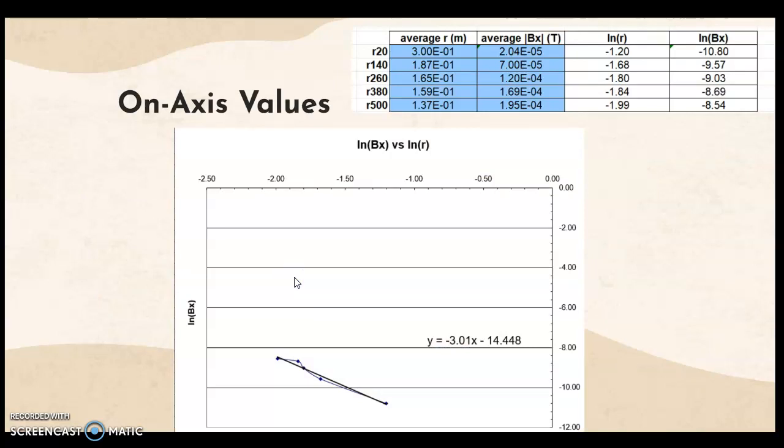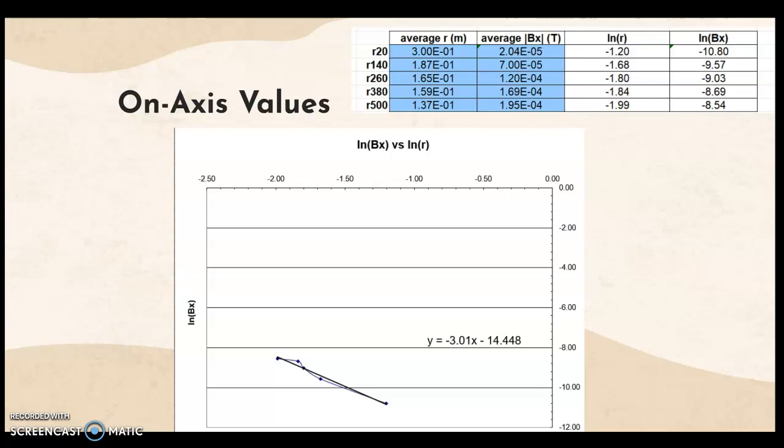Here we can see the averages for all the on-axis distances as well as the graph of ln Bx versus ln r. We plot the natural logs due to the fact that the distance dependence can be expressed by an equation in the form B equals k r to the power n, where k is a combination of constants and parameters such as a magnetic moment, which do not change during the experiment.